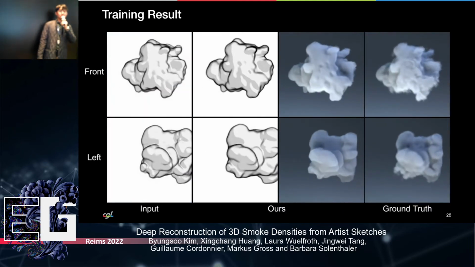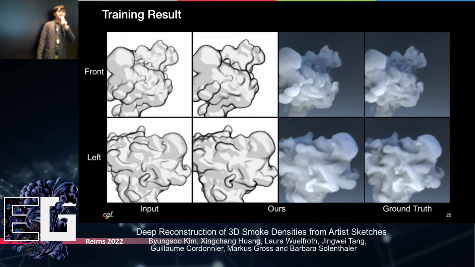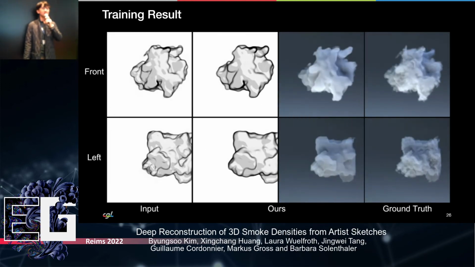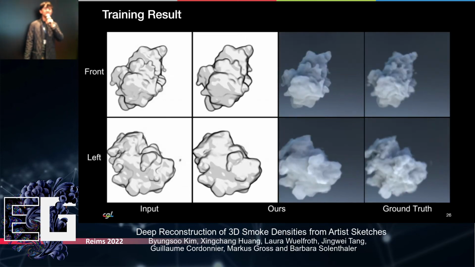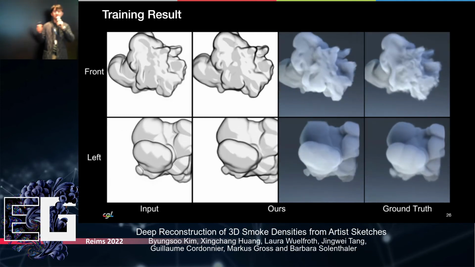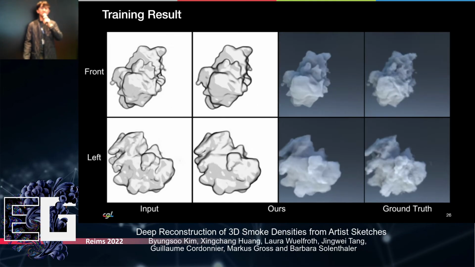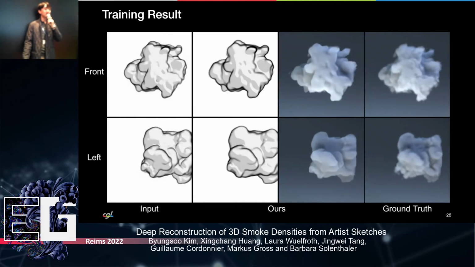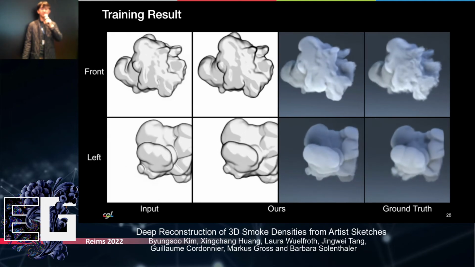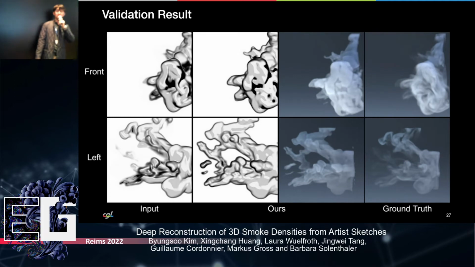Right, here we show the reconstruction result of training data. Top row shows front view, bottom row shows left view. And from left to right, we see input sketches, our sketches from reconstructed volumes, and ground truth. Only minimal differences are visible between input sketches and the sketches of our output. And we see the reconstruction result of unseen data during training. Still, we see only subtle differences in sketches.